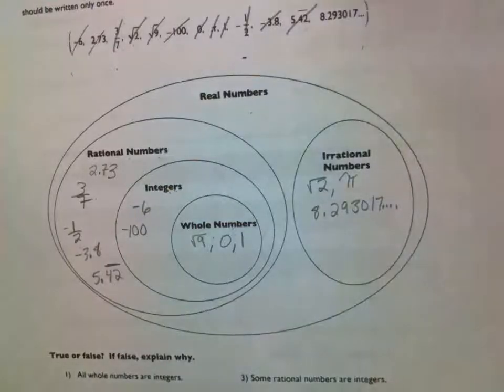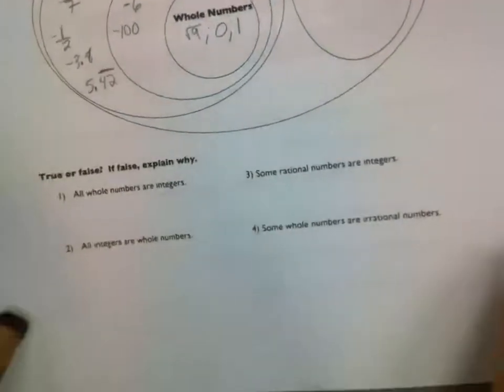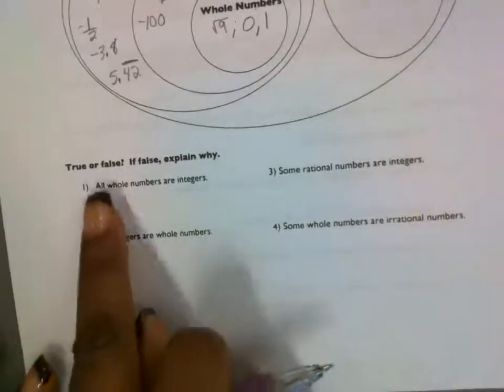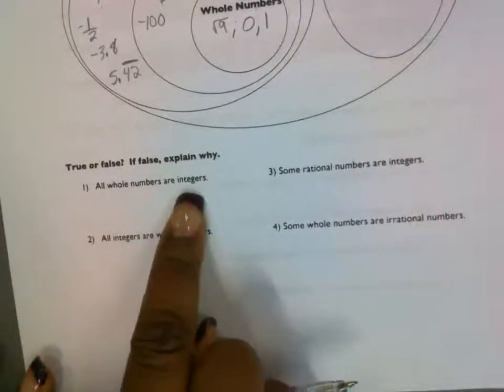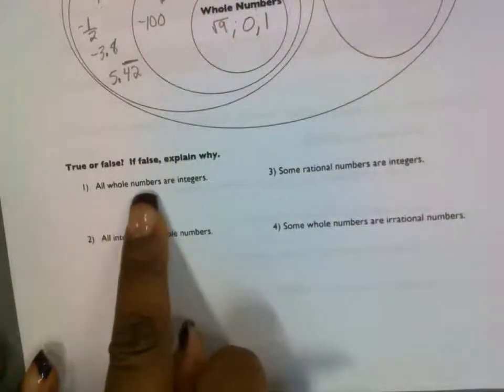All right, so let's look at the bottom where we're going to say true or false, and then we're going to explain. Let's see. All whole numbers are integers. Every whole number is an integer. Is that true or false? Anybody? Yes.